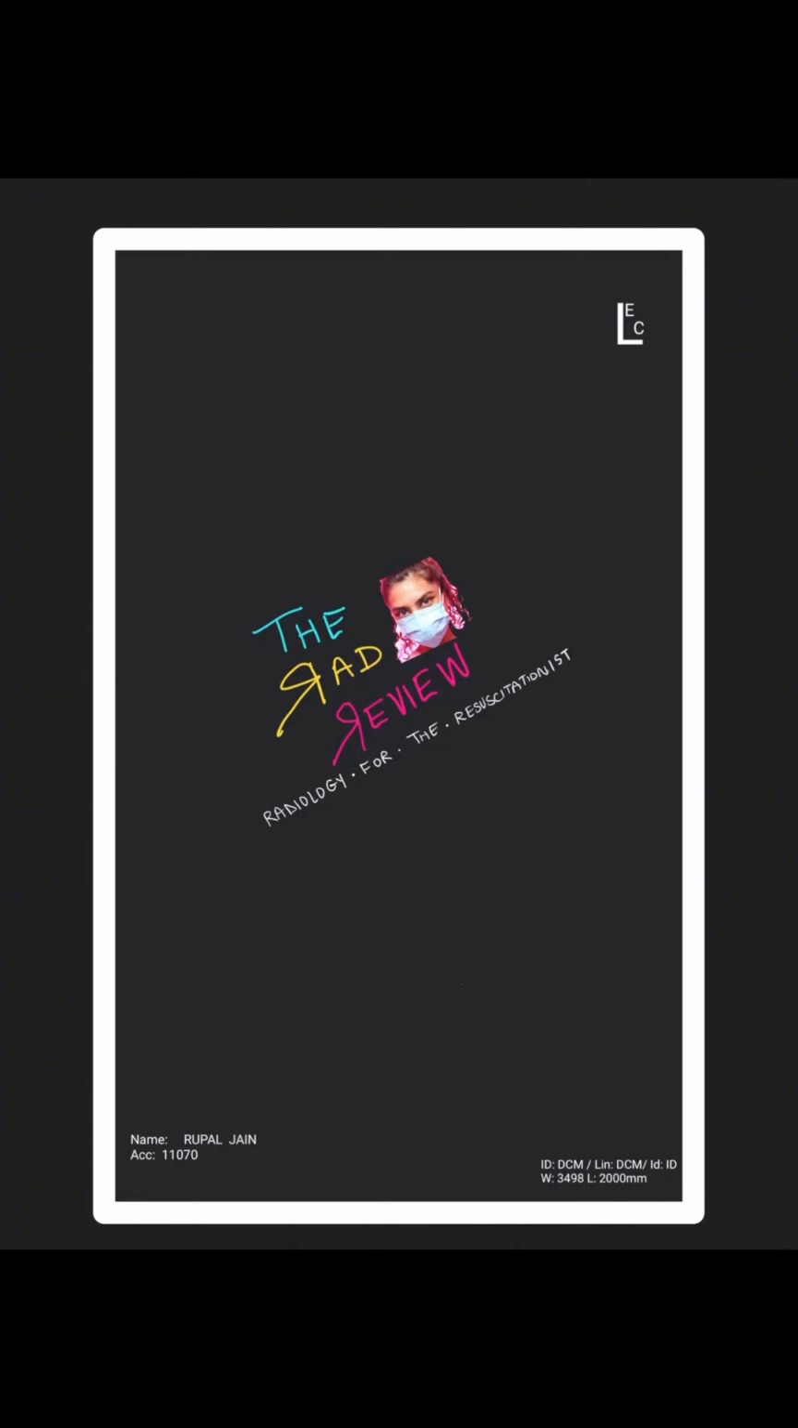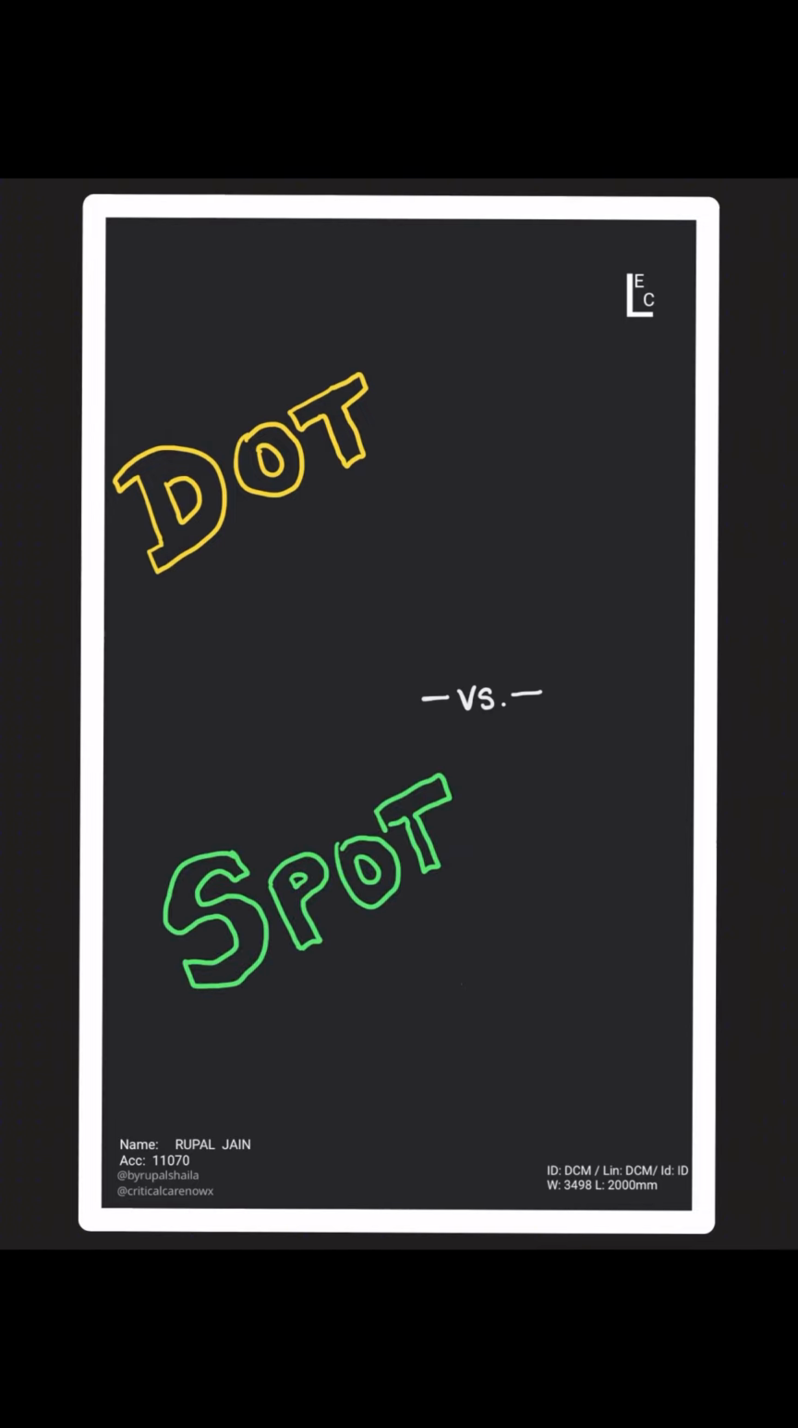My name is Rupal Jain from the University of Maryland School of Medicine, and this is episode number 9, the dot sign versus the spot sign. This episode, we're going to discuss the difference between these two radiographic signs seen on CT imaging of the brain of stroke patients. Now, the names of these radiographic abnormalities may be similar, but don't get them twisted.